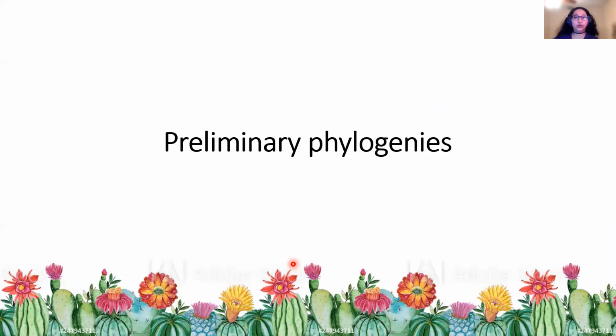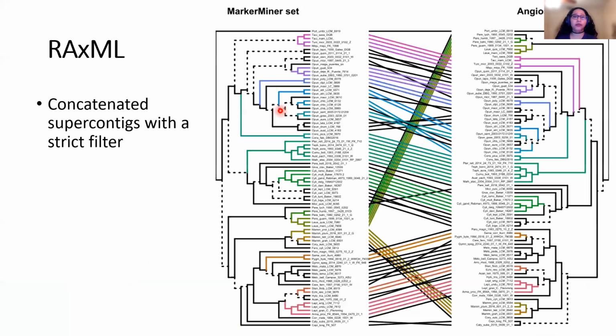And finally, I'm going to show you some results of the preliminary phylogenies that we are building. This is just an example of our XML analysis that we ran using the concatenated supercontigs with a strict filter, allowing very little missing values in both assemblies. This is Marker Miner, this is Angiosperm 353, and the nodes are linked by these lines. The color is just arbitrary, and the more similar the color, the closer the relationship between the tips.